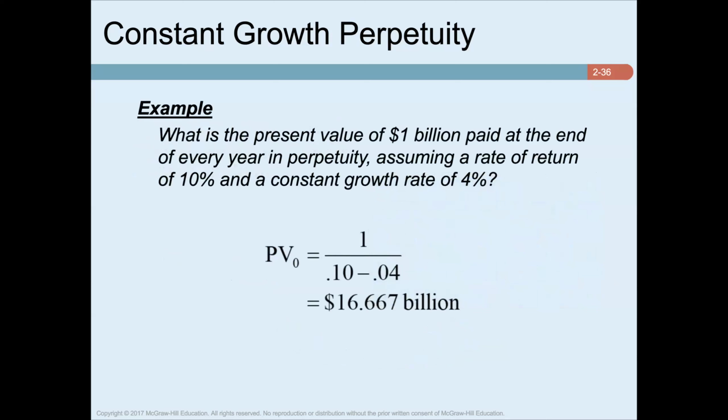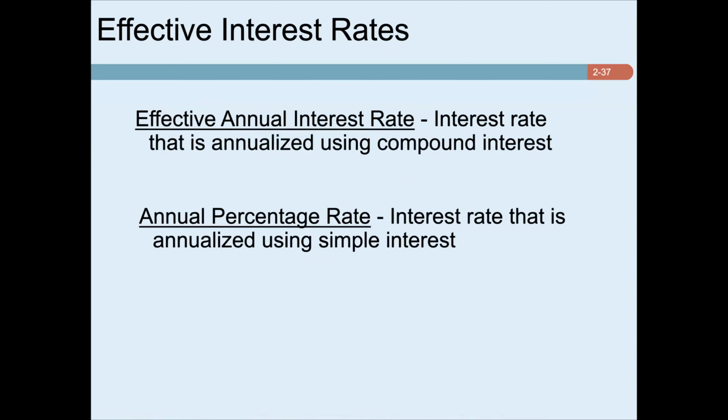Yeah, so the example here is the $1 billion we were going to have. Instead of 1 billion every year, now every year it will grow 4%. So instead of using 1 divided by 0.1, we use 1 divided by 0.1 minus 0.04. So it will be 6%. So the present value would be a little bit higher, $16.67 billion.